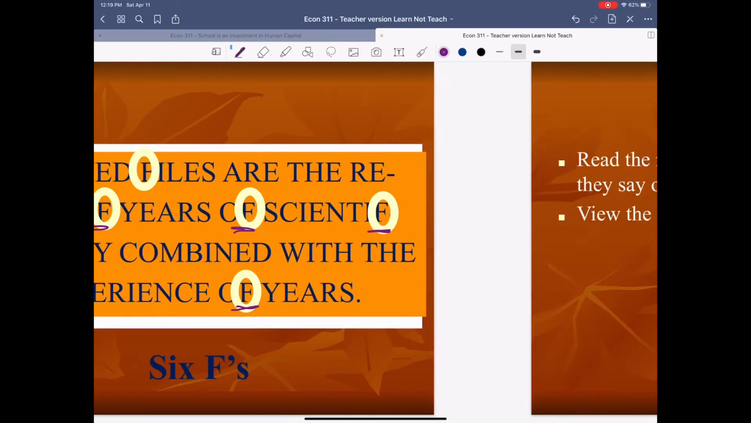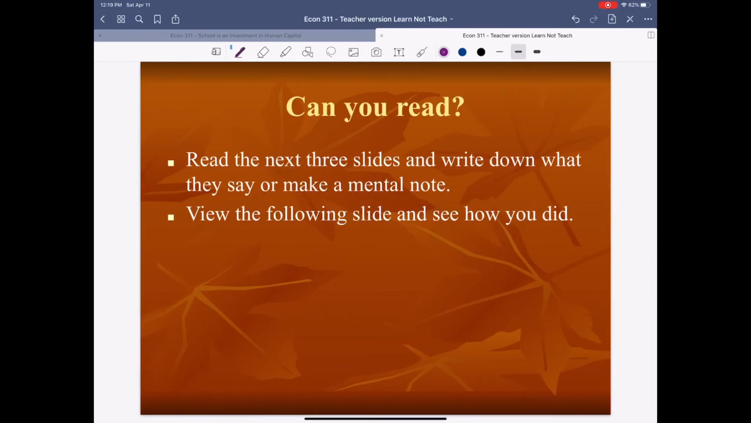So let's try another one. In the next 3 slides, I want you to read the slide. I'll give it to you for about 10 seconds. And then I want you to write down what they say, or you can just make a mental note. That's up to you. And then we'll go back and see how you did with it. So here we go. The first one.